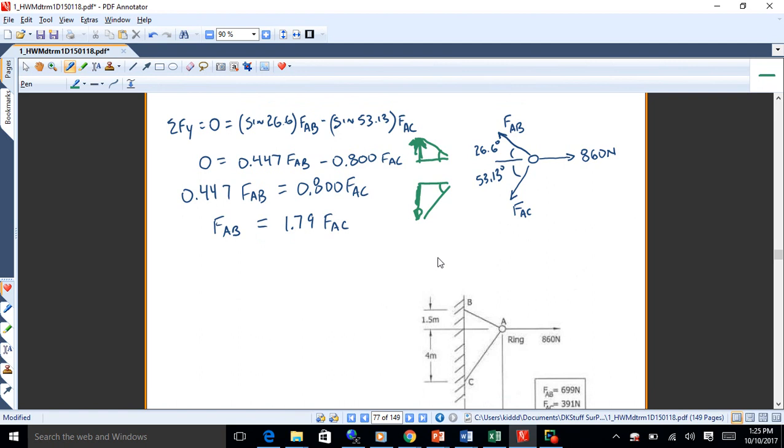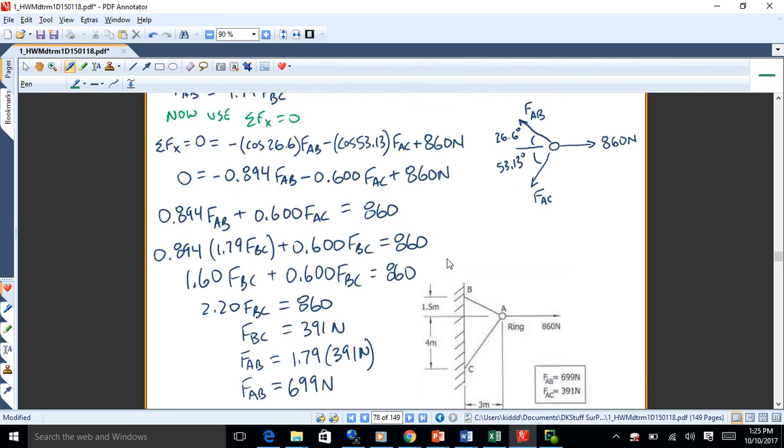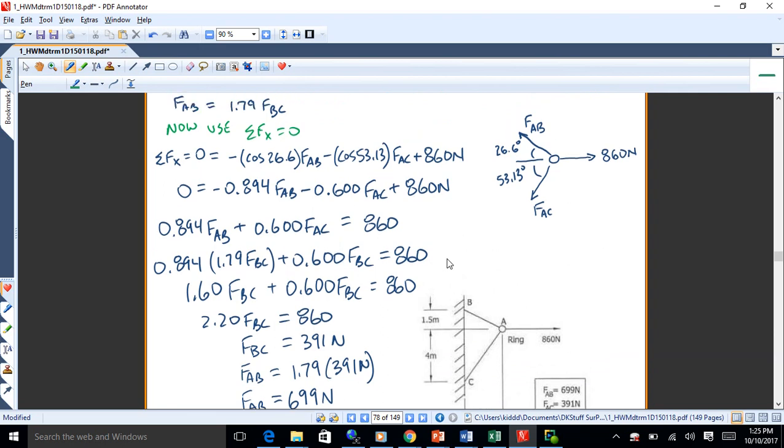So I get the free body diagram. Once I have that, I decide sum of Fy is the way to start. So I run that first, get a nice proportion. Then once I've got that, I can go sum of Fx is 0.